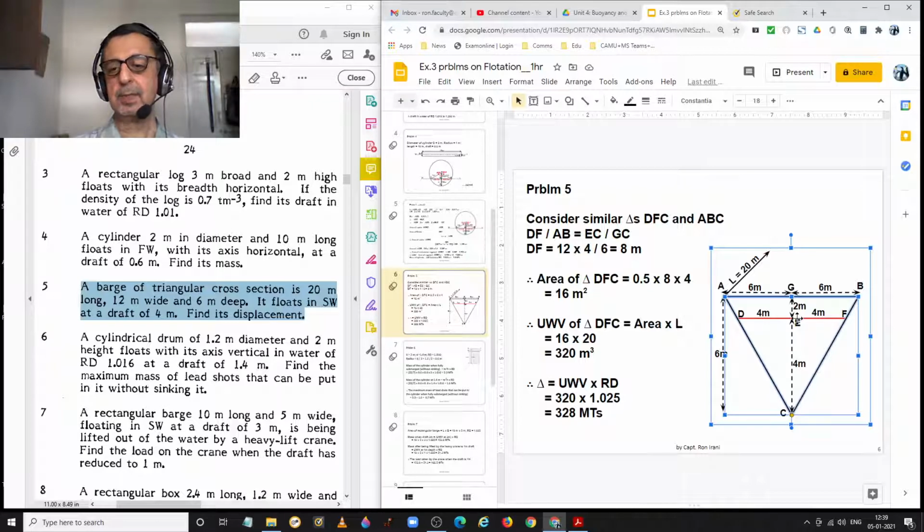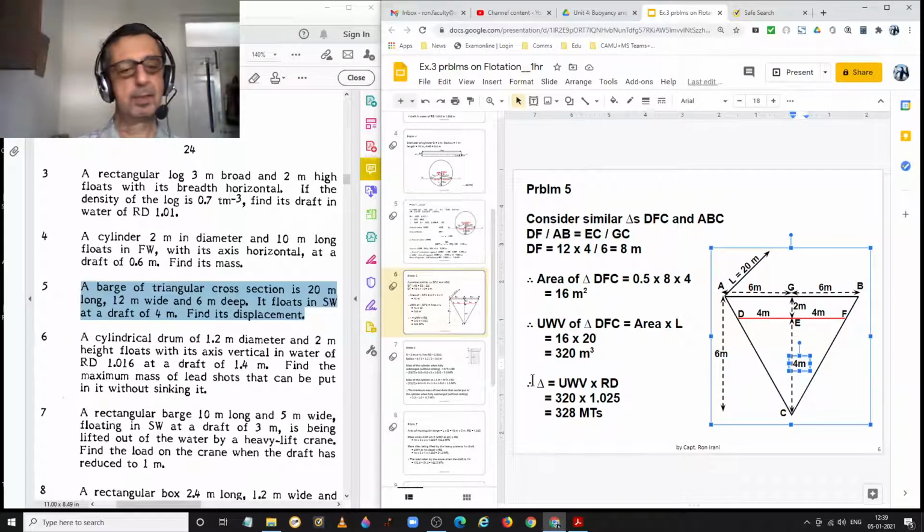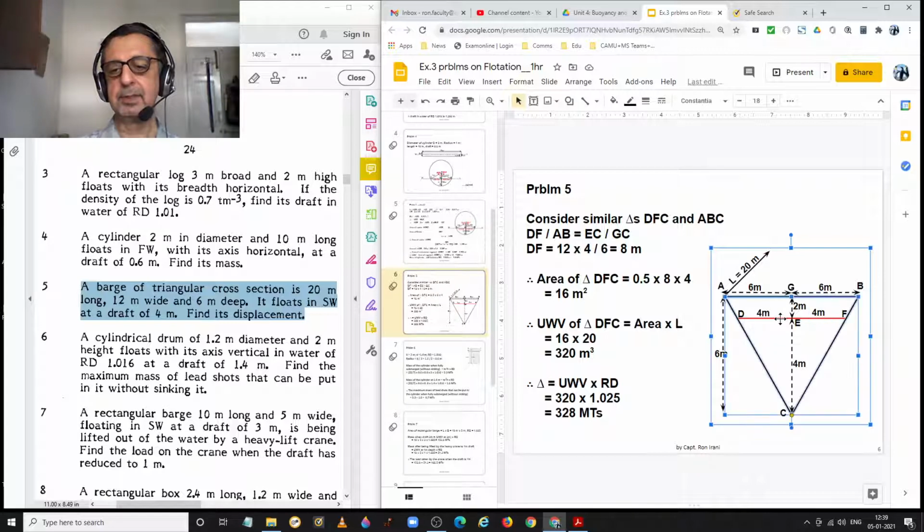Also given to us is that the draft of this triangle shaped body at which it is floating in the water is equal to 4 meters. The draft at which this triangle shaped body is floating is 4 meters, and this red line here denotes the water line at which this triangle shaped body is floating.